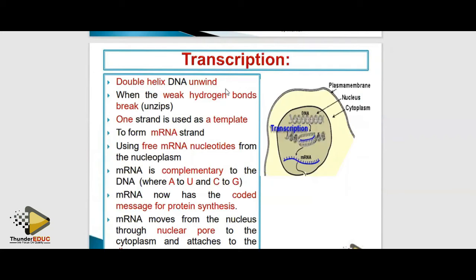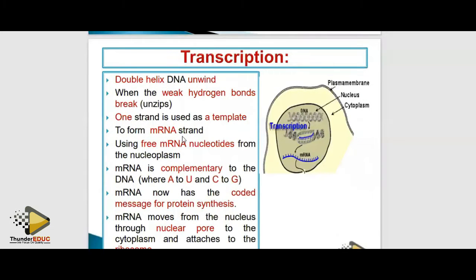The DNA double helix unwinds. So basically, we give you a tick here. DNA double helix, in most cases, we give you a tick. When you say unwind, we give you a tick here. The weak hydrogen bonds break. Weak hydrogen bond breaking and unzipping is the same thing.